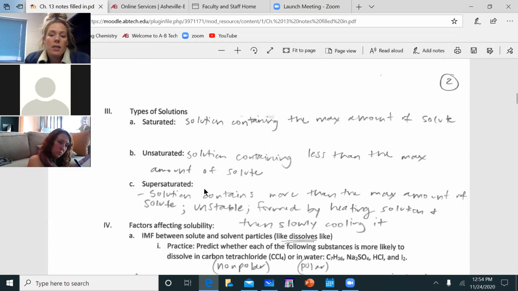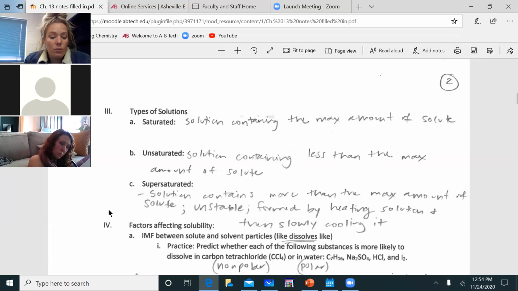We do have these unique situations where we can have what's called a supersaturated solution. This solution contains more than the maximum amount of solute at a given temperature. This is a very unstable situation. You can form one of these by heating up the solution. Hot or warmer temperature solvents will hold more solid. So if I took a salt water, heated it up, I could actually pack more salt in, and then very slowly I would cool it back down.